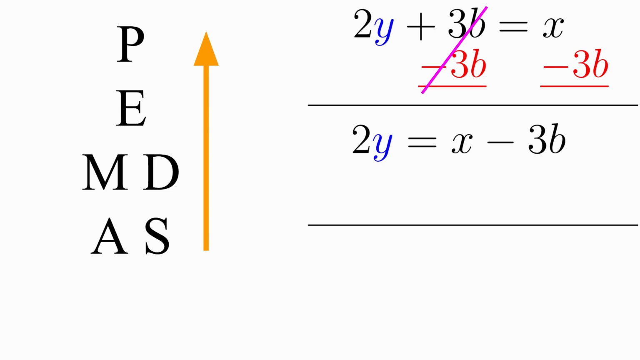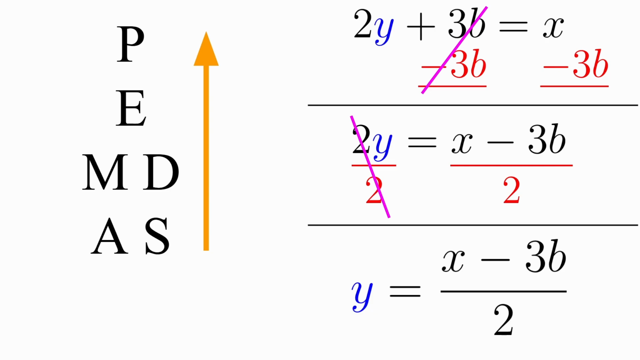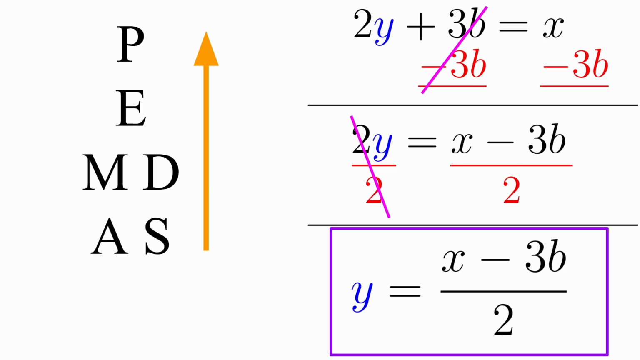And now all we have is a 2. We don't really need to look at the chart. It's the only thing we have to move. It is being multiplied. The default operation is multiplication. The opposite of multiplication is division. So we're going to divide both sides by 2. 2 divided by 2 is 1, which is an implied coefficient. We don't write that, so it kind of goes away. And we get y equals x minus 3b all over 2. And that would be the answer for this question, probably in the answer choices.